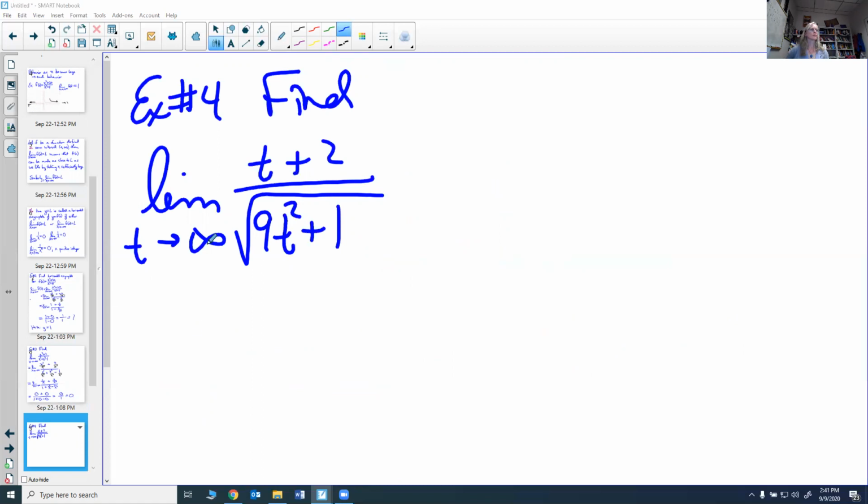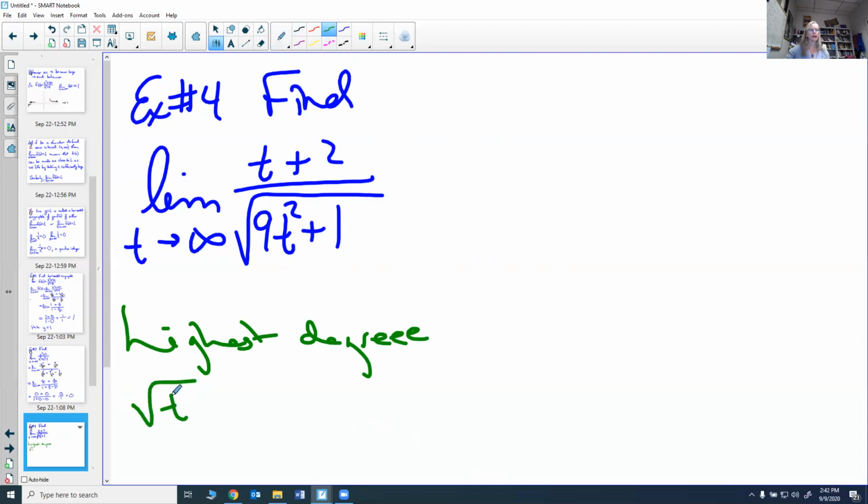Let's do another one. Let's do this limit as x goes to infinity. In this case, I again want to divide by the highest degree. In this case, I have a t. I have a t squared, but that t squared is under a square root. So I actually have the square root of t squared, which is t. So my highest degree is actually t. So we're going to divide every single term by t.